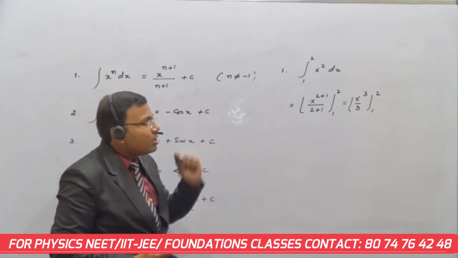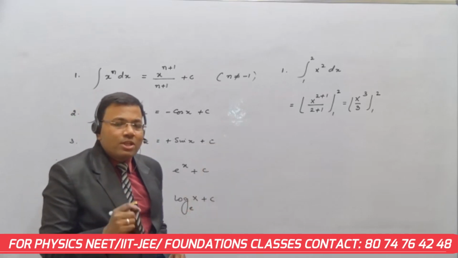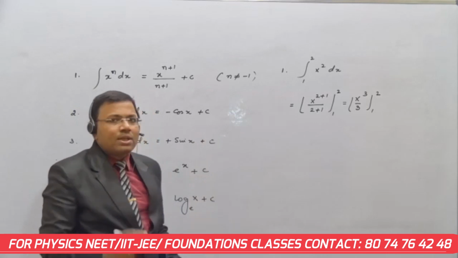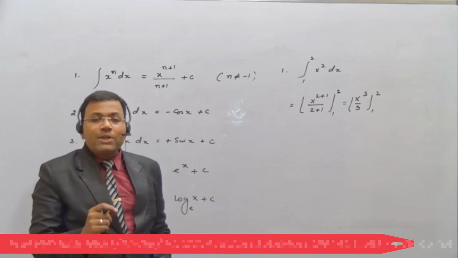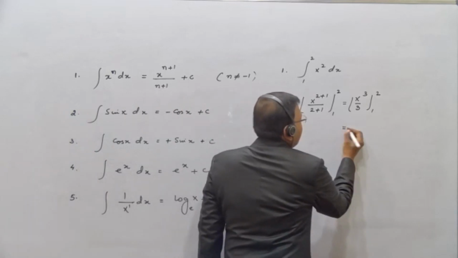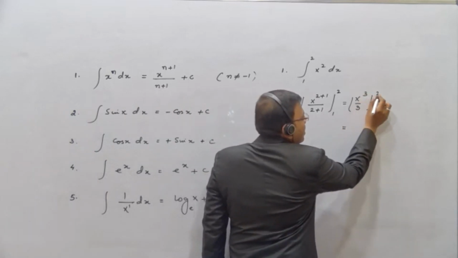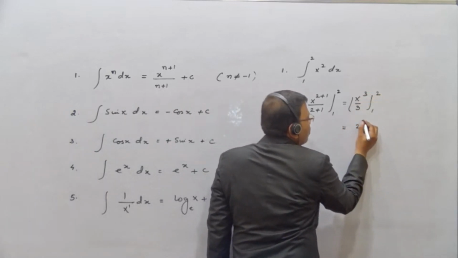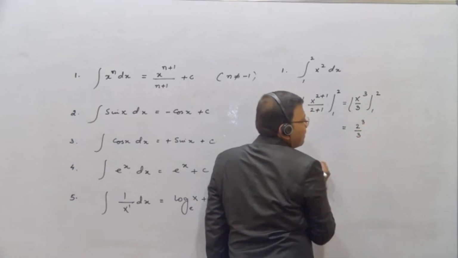What is the upper limit here? It is 2, and the lower limit here is 1. So in place of x we write 2. Now you see, this is x, so this is the upper limit, 2 cube by 3.